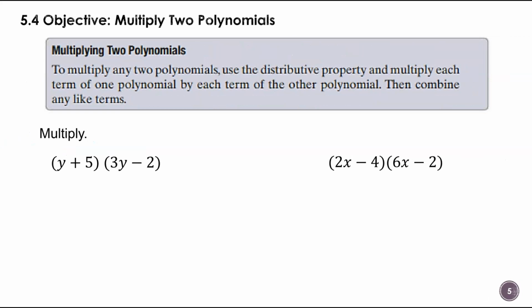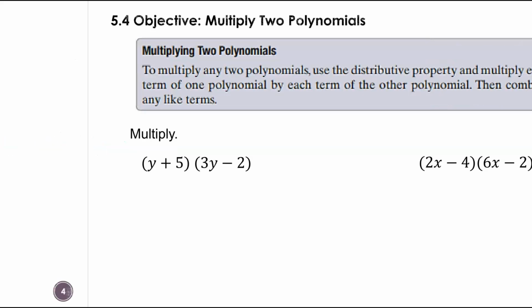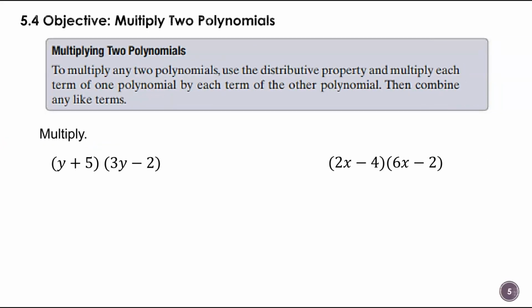All right, moving right along here. Okay, so now we're going to multiply binomials, right? It says multiply two polynomials. We were just multiplying a monomial and distributing on the previous questions. So on this we use distributive property and multiply each term of one polynomial by each term of the other and then combine like terms if needed.